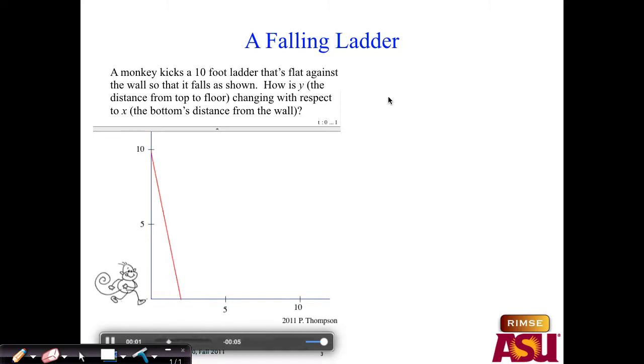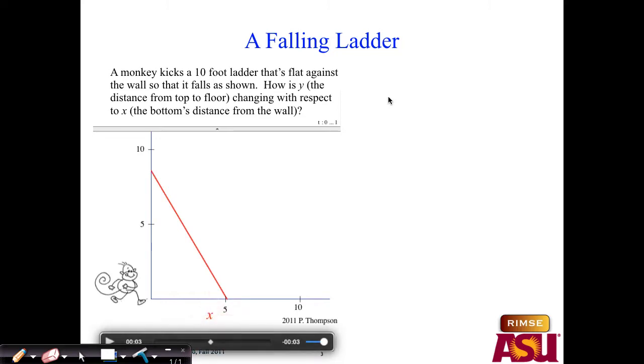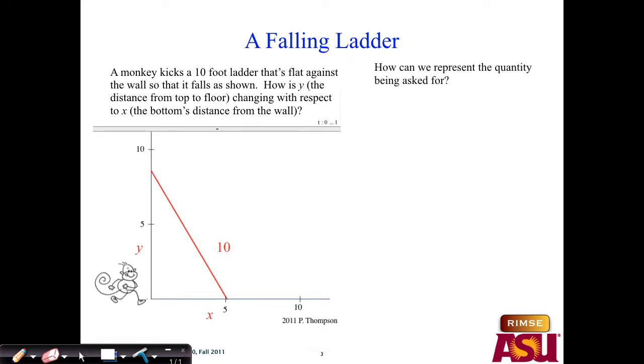But if I want to know how y is changing with respect to x, and using x and y as, well, x, the distance at the bottom from the wall, and y is the distance that the top of the ladder is from the floor, since the length of the ladder is 10, we can talk about how x changes and how y changes over time. As x grows, y is shrinking, right? Because this is a fixed 10-foot ladder. So as the bottom gets farther from the wall, the top has to slide down to accommodate that. But we can actually describe the relationship between how those two change.